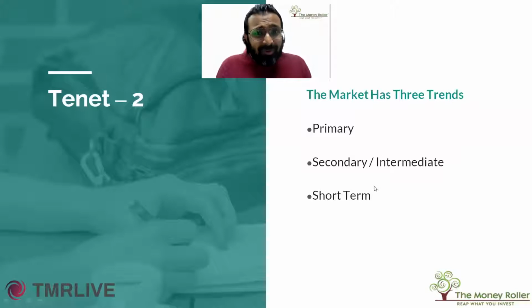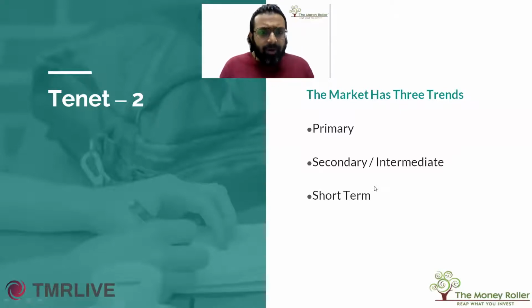I hope you've seen the previous ones because we are continuing our discussion on Dow theory. And in this video, we are going to talk about the second rule or second tenet of the Dow theory. The second tenet states that the market has three trends: the primary trend, the secondary or intermediate trend, and the short-term trends. Now, we will talk a little bit about all of these trends.